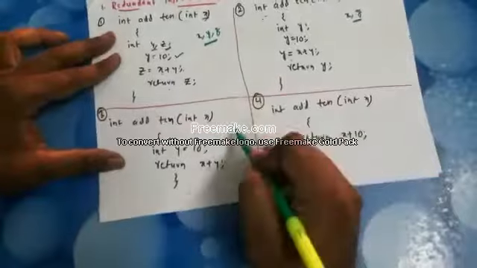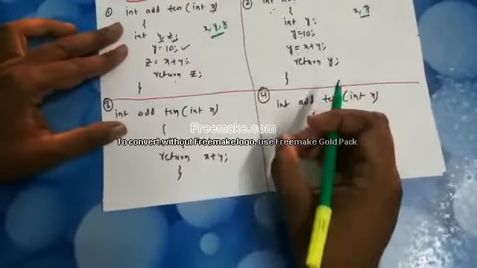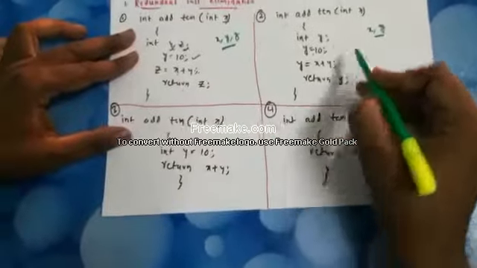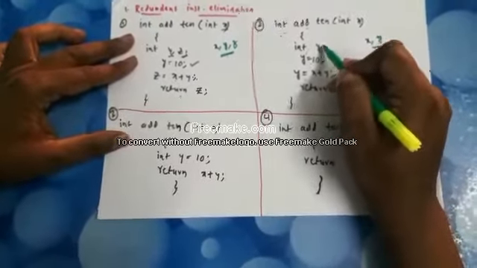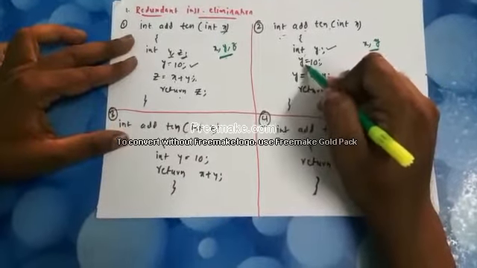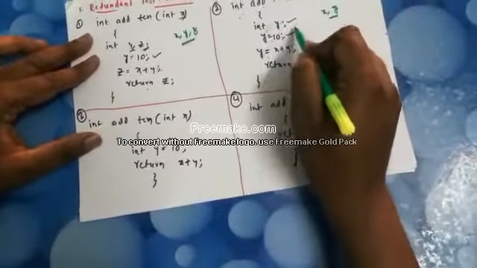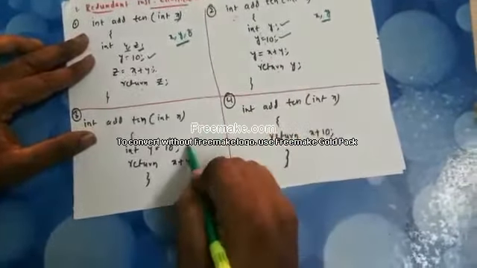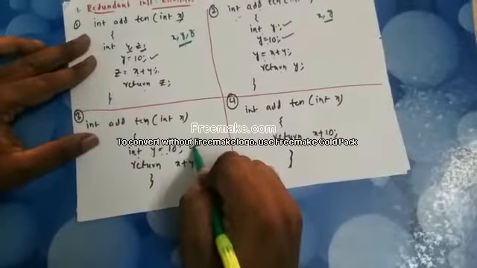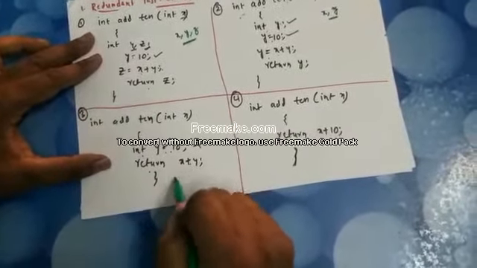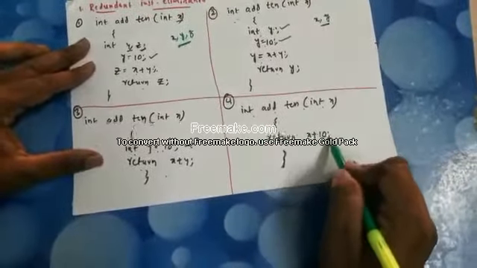This is the second step, and in the third step, assignment and declaration can be done in a single step. I can declare int y and assign y equal to 10 in one step, instead of two statements: int y equal to 10, and return x plus y. And in the fourth one, int add(10), int x, return x plus 10.